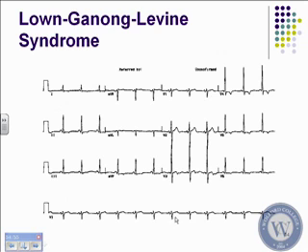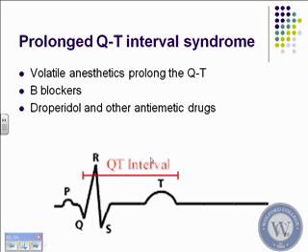The Lown-Ganong-Levine syndrome also has a delta wave, but it's part of the AV node accessory pathway, so they tend not to have as much problems with rapid SVT as WPW does. Okay, volatile anesthetics will actually prolong QT intervals. Okay, and beta blockers and other drugs that are antiemetics will also cause this problem. They were trying to get us not to use Zofran because they're saying that it would prolong the QT interval. It does do it, but only at the high doses like they use for chemotherapy.